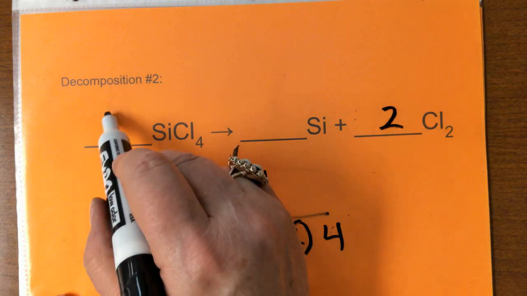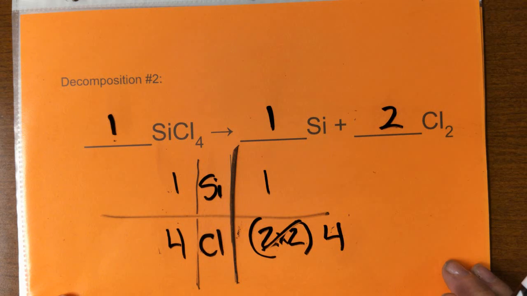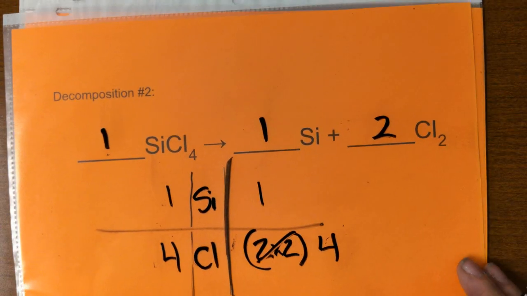That one was fairly easy. And a reminder, it's not 0. I would have 1 of each.